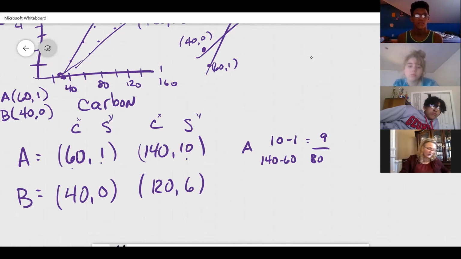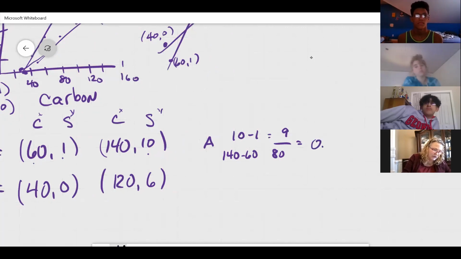Here, when I look at my Y position, I went from the 1 up to the 10, and on my across position, I went from the 60 over to the 140. So there's my rise over run. I found my slope right there. I can just divide those out and find that this slope is going to be equal to 0.1125.